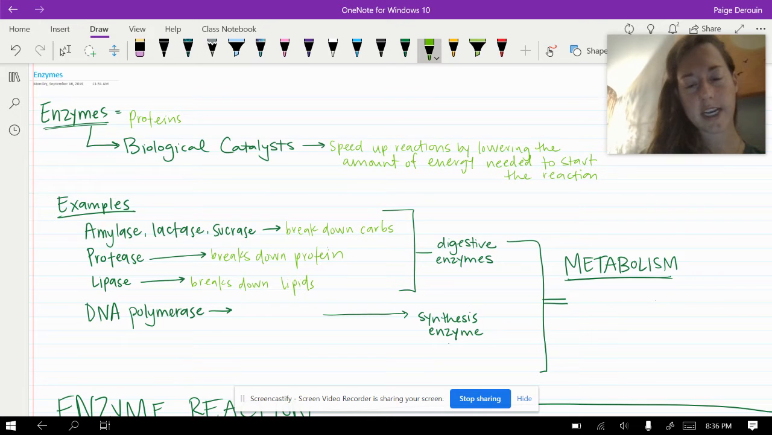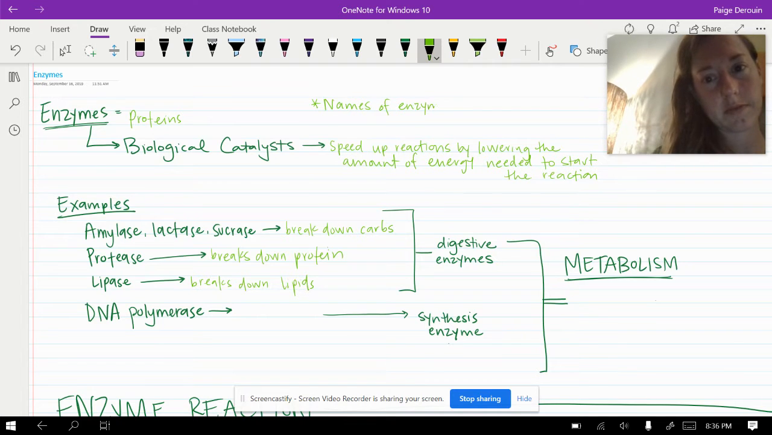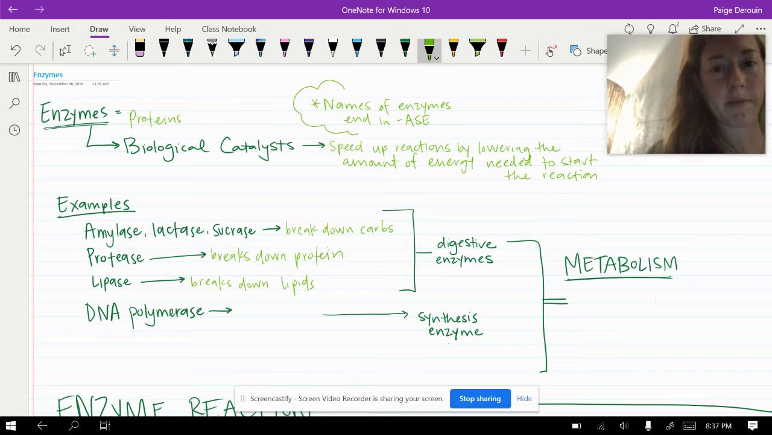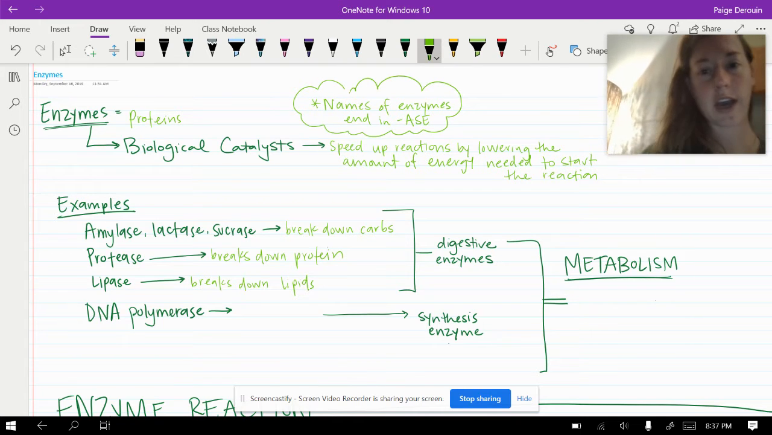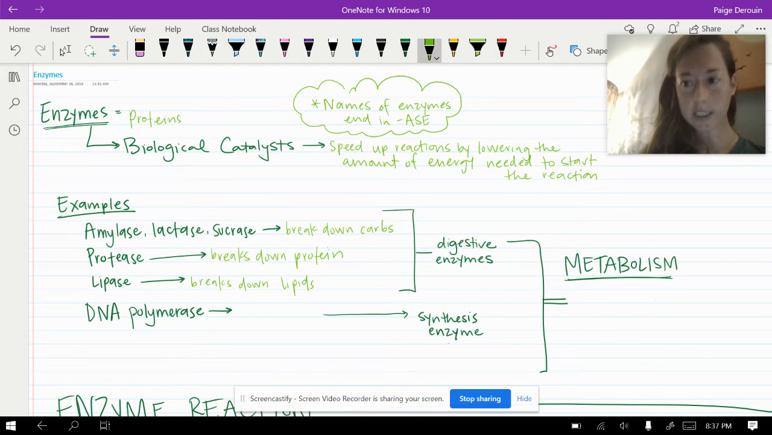And you might be noticing a trend here, which is that all of these words end in ase. And that is true: enzyme names will typically end with the letters ASE. I'll just put that up here. Names of enzymes end in ASE. And names of sugars, you might remember from our carb discussion, end with ose. And that will also be something you'll see in our lab this week, that lactase breaks down lactose. Lactose is the sugar and lactase is the enzyme.